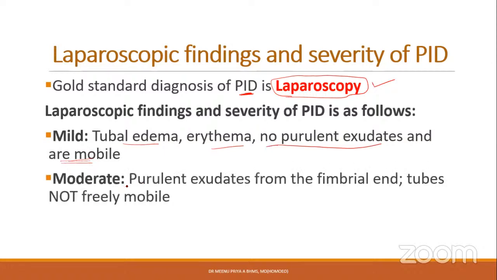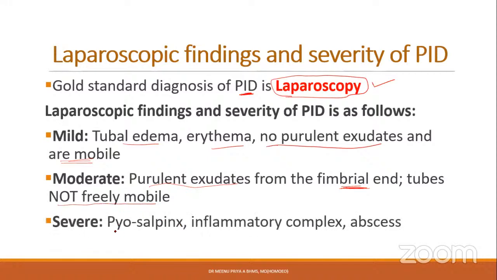Now moderate PID, what happens? Purulent pus is there. We saw pus in the fimbrial end is a sure sign of salpingitis. So in mild, you cannot be very sure that it is salpingitis, but in moderate, because there is pus in the fimbrial end, you can be very sure that it is salpingitis, and the tubes are not freely mobile because of the pus. And then severe, there is pyosalpinx. This is a condition. In severe PID, it is seen completely filled with pus, and inflammatory complex and abscess.